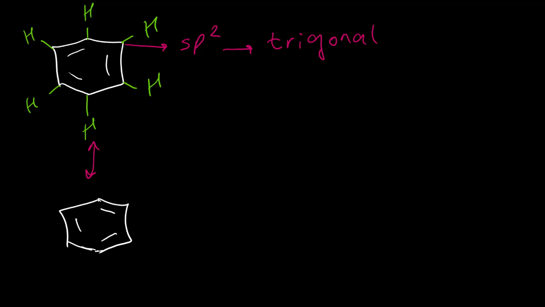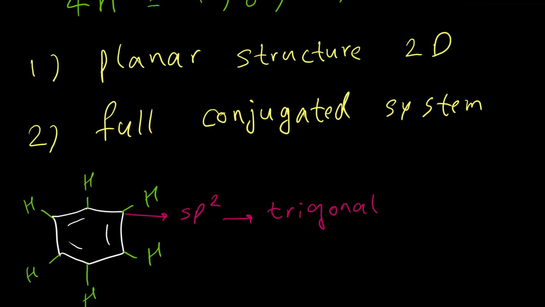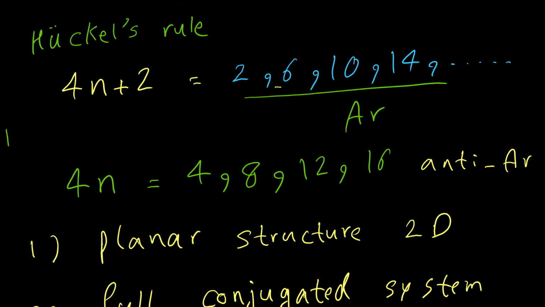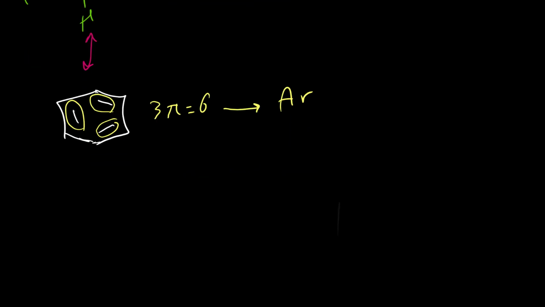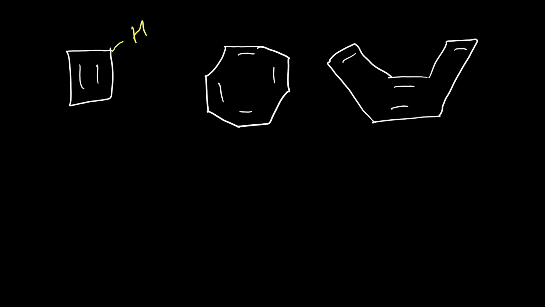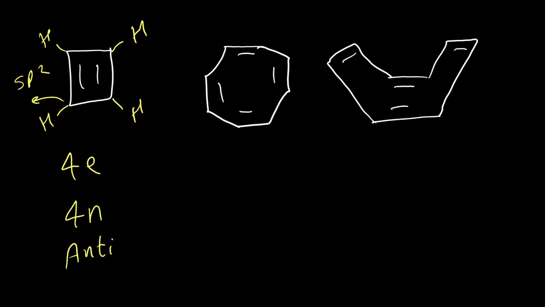Then we need to count how many electrons we have for our benzene ring. We have 3 pi bonds, which means 6 electrons. 6 electrons belong to the aromatic numbers, so it is aromatic. Let's have more examples. In the first example, again, we have a planar structure and all these carbons are sp2. And for the number of electrons, we have 2 pi bonds, so we have 4 electrons. 4 electrons belong to 4n and it is anti-aromatic. This compound is cyclobutadiene.